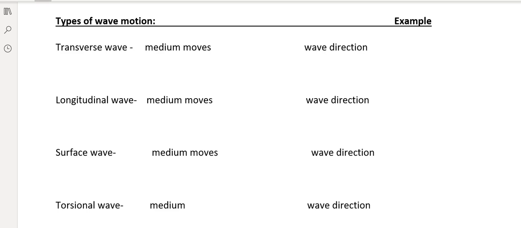Okay, so the first type we're going to look at is a transverse wave, and the key to understand any types of these waves is how does the medium move relative to the wave direction. So if the wave direction is moving right to left, what's the medium doing? So in a transverse wave, the key phrase is perpendicular. So I'm going to use this symbol there, is that the medium always moves perpendicular to the wave direction. So if the wave is moving right to left, the medium might be moving up and down. They would be perpendicular to each other.